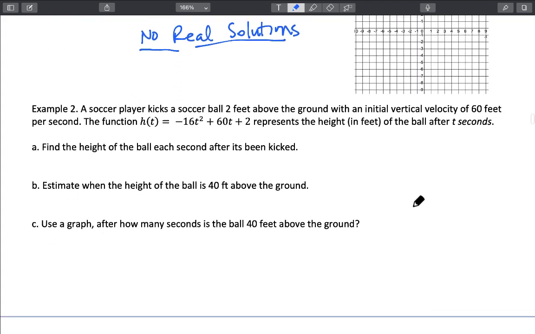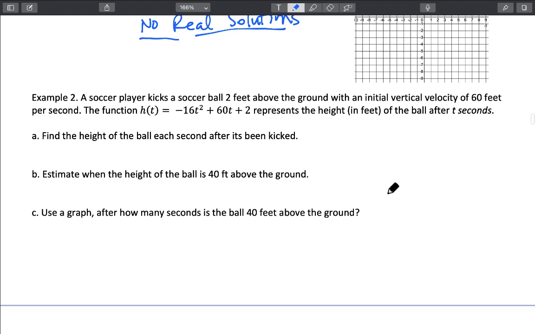All right, so let's get a word problem going here, as all good math problems involve some real life scenarios. A soccer player kicks a soccer ball 2 feet above the ground with an initial vertical velocity, or upward velocity, of 60 feet per second. This function, h of t, equals negative 16t squared plus 60t plus 2 represents the height in feet of the ball after t seconds. All right, so we're going to again graph this and take a look at what that graph means.